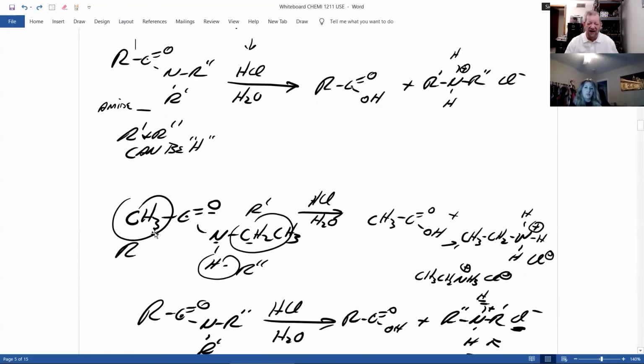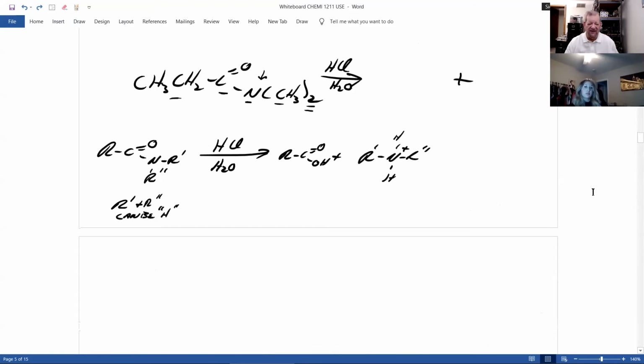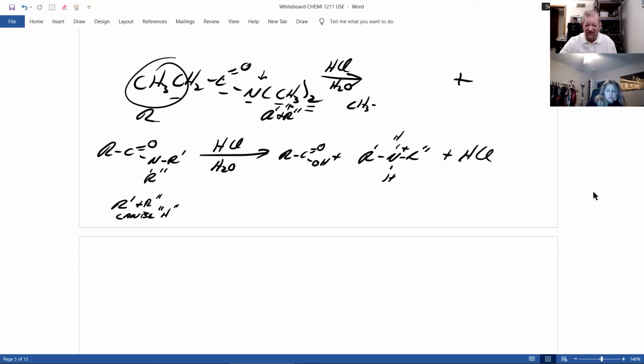I almost put down H-X, and I promised for this one, I'll just use HCl. Why? Because that's the acid in your stomach. All right, let's take a look at this example. What's our ethyl? What's our R prime and our R double prime? Methyl. And therefore, keep your eye on the carbonyl carbon. R is attached to it, which is two carbons, carbonyl.